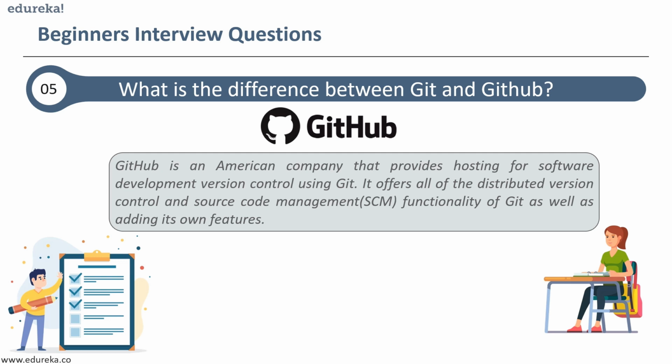Whereas GitHub is a Git repository hosting service, plus it adds many of its own features. GitHub provides a web-based graphical interface. It also provides access control and several collaboration features, and basic task management tools for every project.